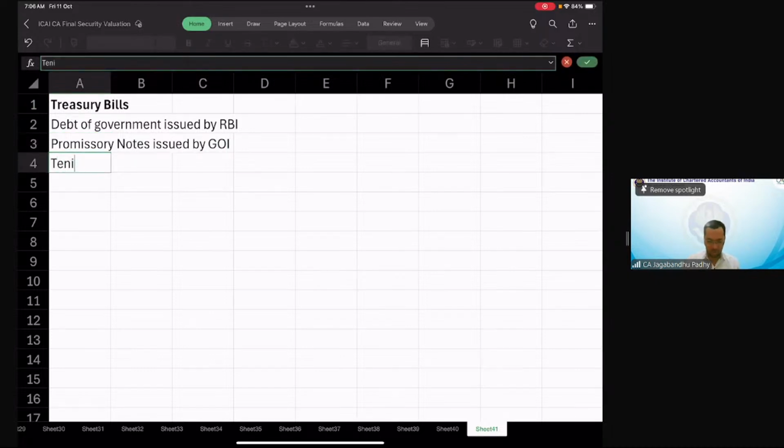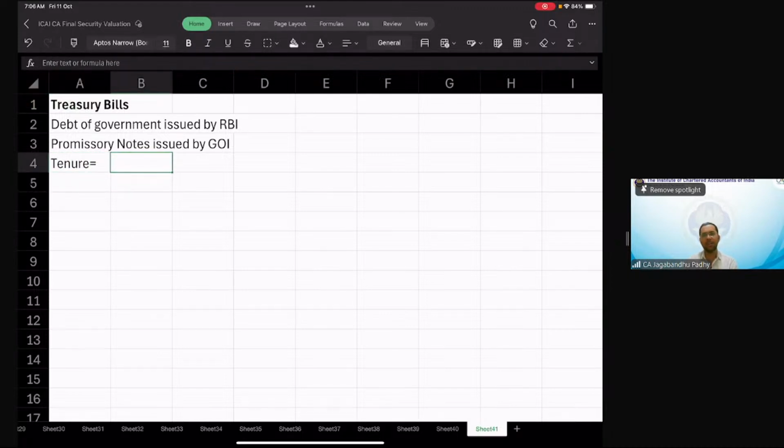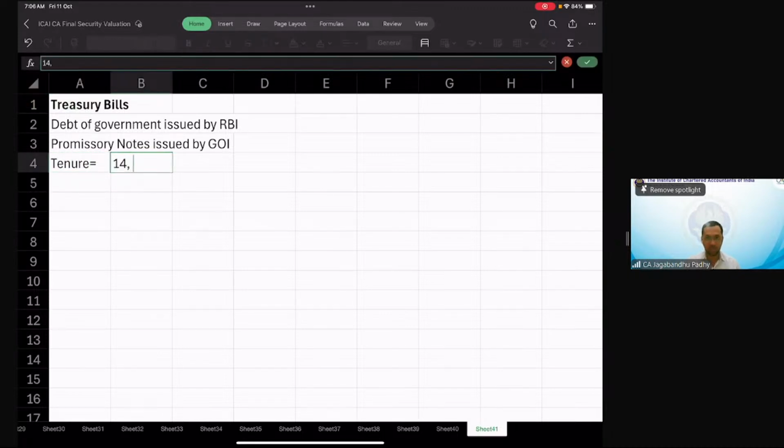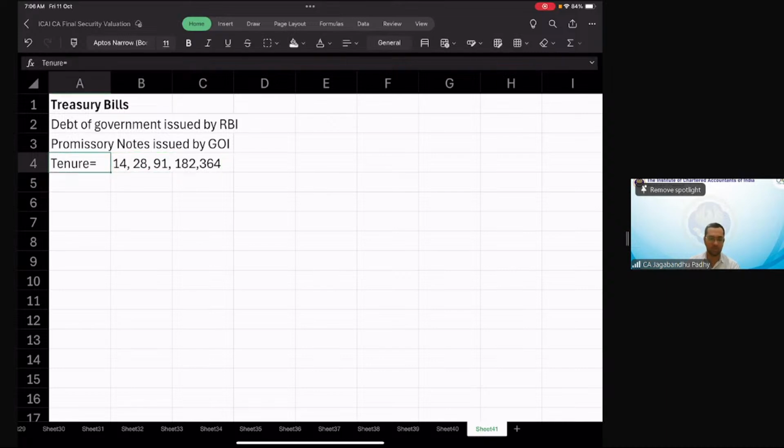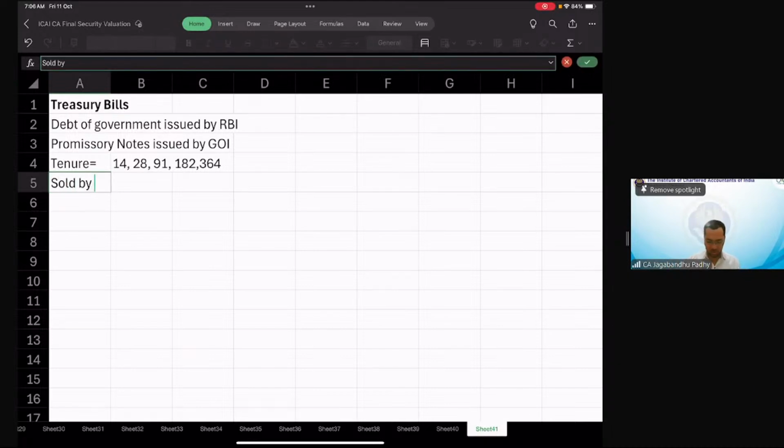Now the tenure of this treasury bills, it can be 14 days, or it can be 28 days, or it can be 91 days, 182, or even 364 days. So maximum 364 days are allotted for this treasury bills, and all these treasury bills are sold by way of auction, right? So they are sold by RBI through auction.